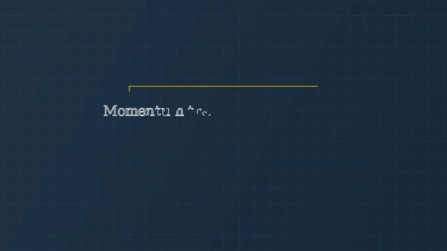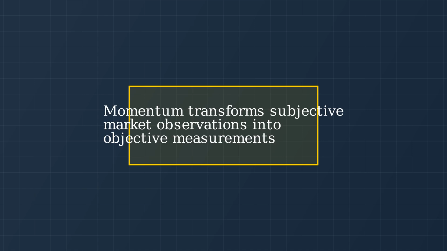Perhaps most importantly, momentum indicators turn subjective market observations into objective measurements that traders can rely on for consistent decision-making. By quantifying momentum, traders can develop systematic approaches to capitalize on market trends while managing risk.